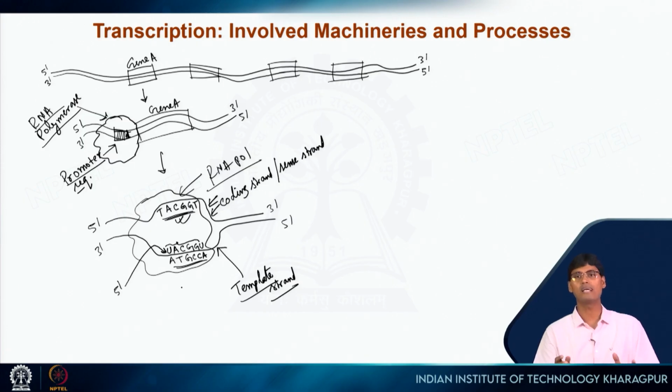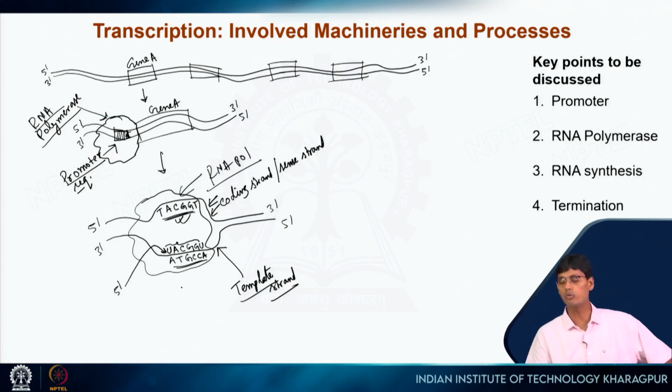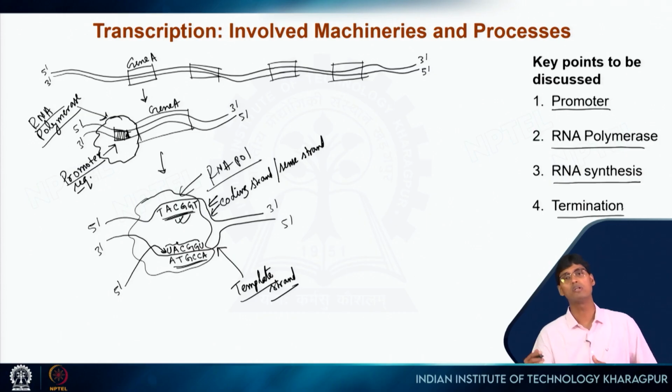And this is a little bit of a summary of transcription, and I want to discuss in more detail about this promoter first, which recruits RNA polymerase, followed by RNA polymerase, its action, how it actually helps in RNA synthesis, followed by the mechanism of RNA synthesis, and finally how the chain terminates. That means how transcription stops at the right position.